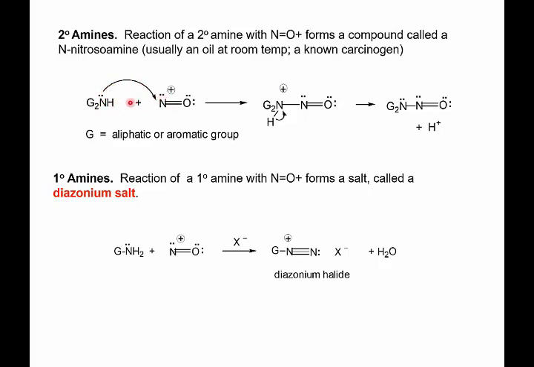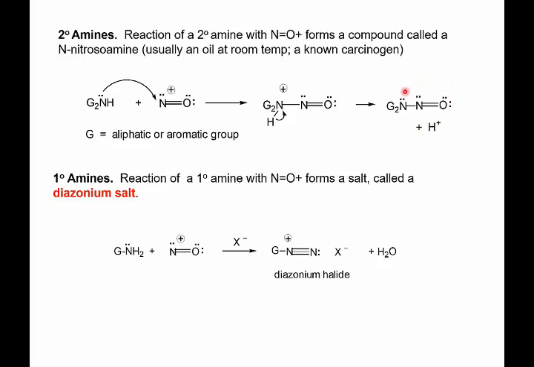And here's the reaction. This amine nitrogen nucleophilically attacks this nitrogen, which has a partial positive charge, giving this. This loses a hydrogen ion from this portion. And here's a new compound, a product. This is called an N-nitrosoamine, N-nitrosoamine.